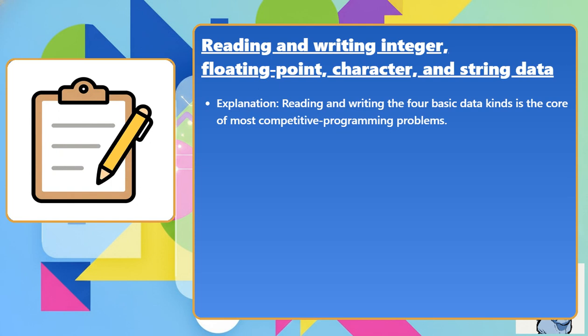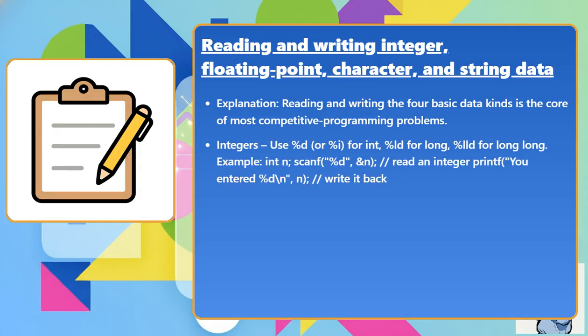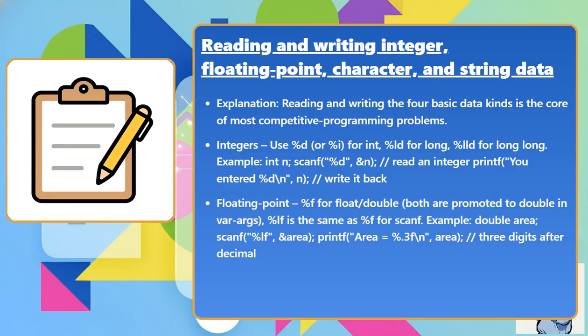Explanation. Reading and writing the 4 basic data kinds is the core of most competitive programming problems. Integers use %d or %i for int, %ld for long, %lld for long long. Example: int n; scanf("%d", &n); printf("You entered %d"). Floating point: %f for float or double; both are promoted to double in variable arguments. %lf is the same as %f for scanf. Example: double area; scanf("%lf", &area); printf("area equals %.3f").